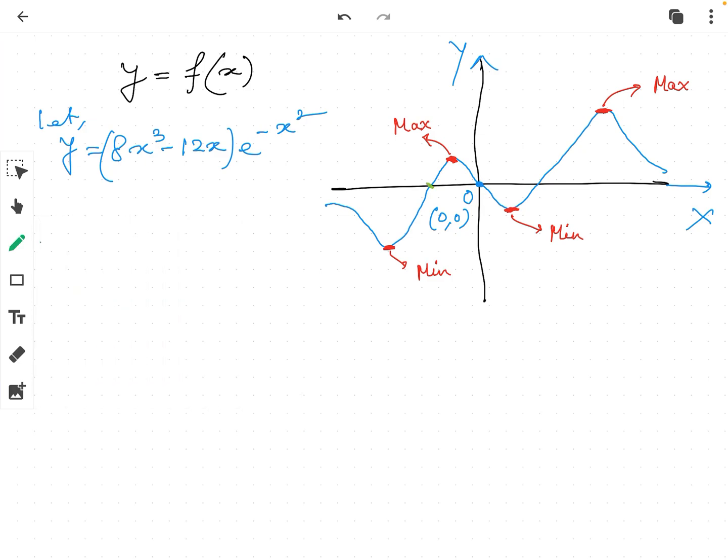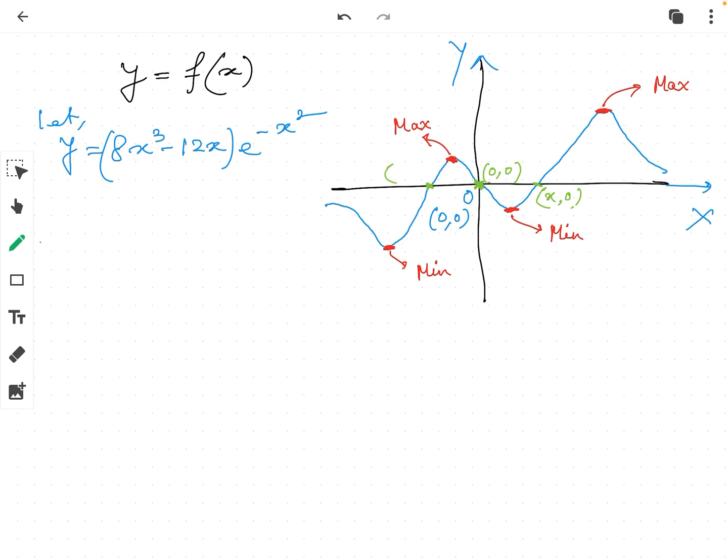Here, these points where the graph is passing through the x-axis, here y is 0, right? Whatever x is, y is 0. Here it is 0 comma 0, that is x is 0 and y is 0 at the origin.